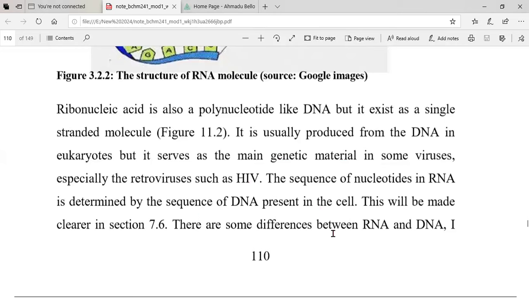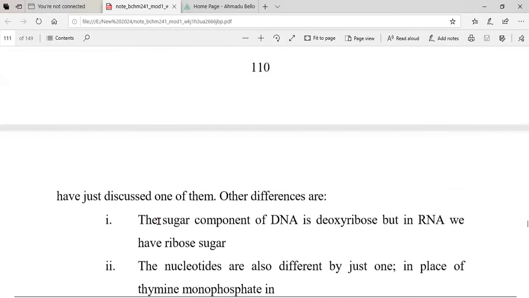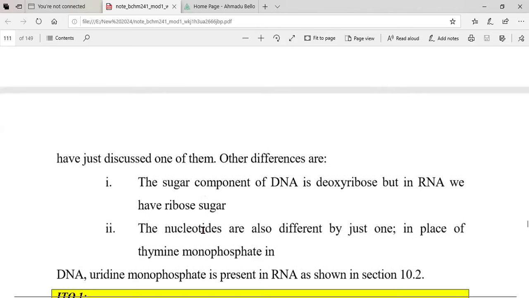So there are some differences between DNA and RNA. We have just discussed one of them: DNA is double-stranded, while RNA is single-stranded. There are other differences, which we discussed in the previous lecture. The sugar component of DNA is deoxyribose, but in RNA we have ribose sugar, and the nucleotides also differ by just one: in place of thymine monophosphate in DNA, RNA has uridine monophosphate.